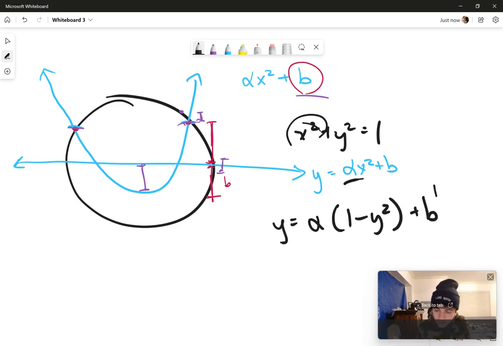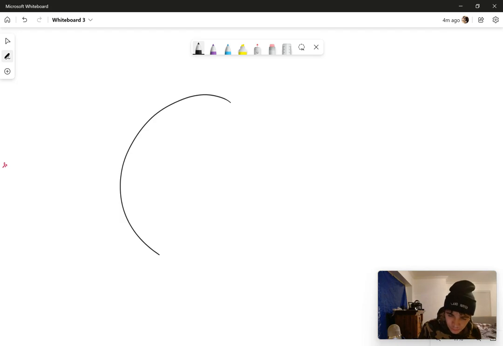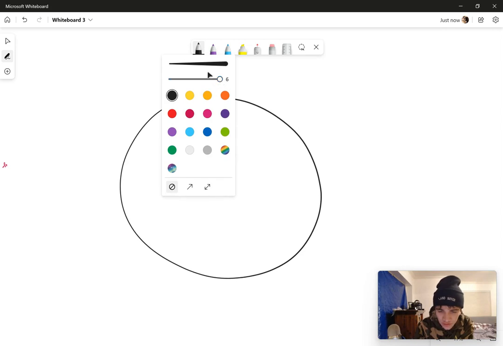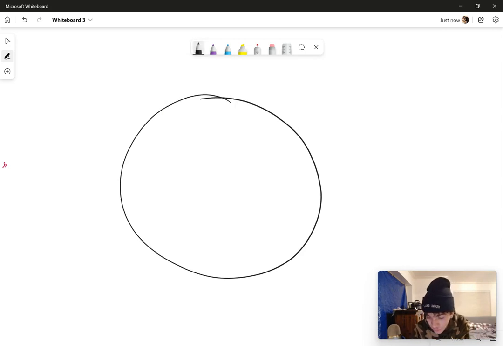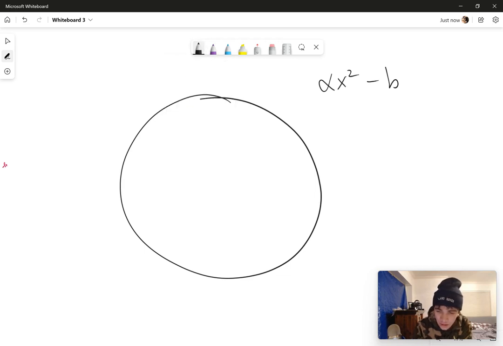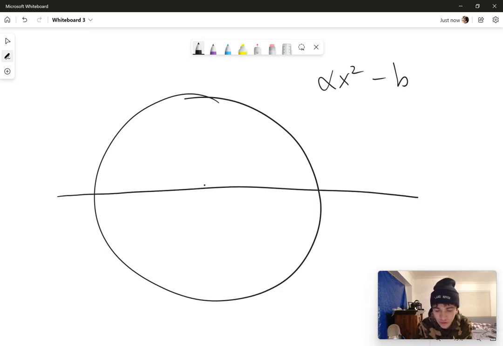Let me think about this. Okay, so let's start with the circle. And now, instead of just having alpha squared minus 1, I'm going to have alpha x squared minus b, where b is just some vertical shift that I'm going to determine later. Now, at first, I'm going to let alpha and b both be 0 initially. So I'm going to start with a horizontal line through the circle. And clearly the arc length inscribed in this circle is just 2.